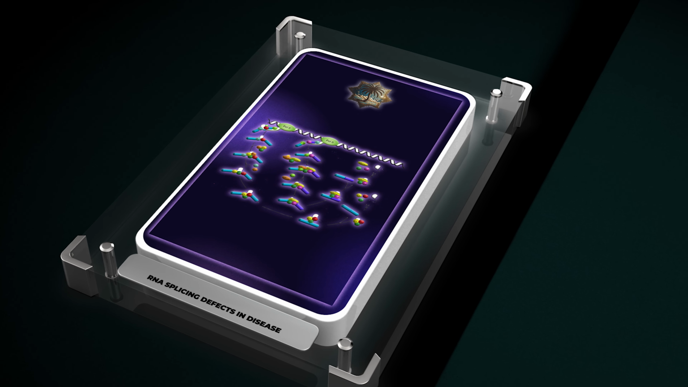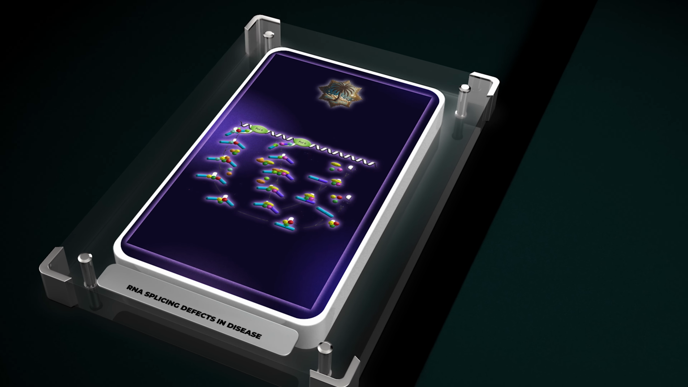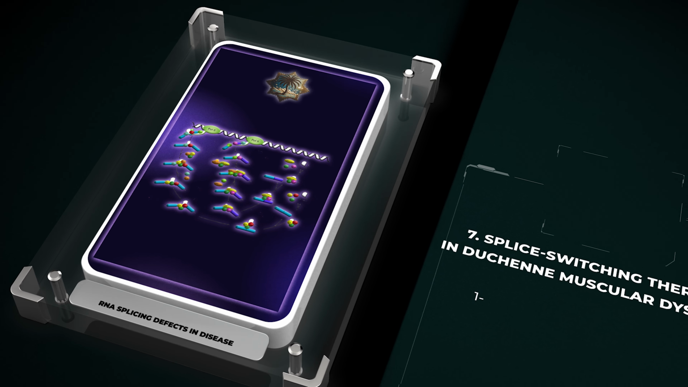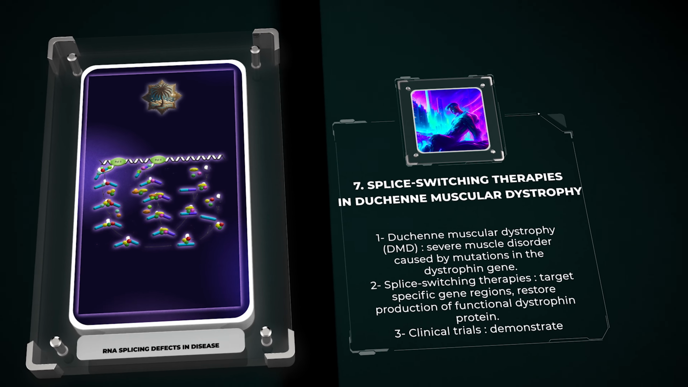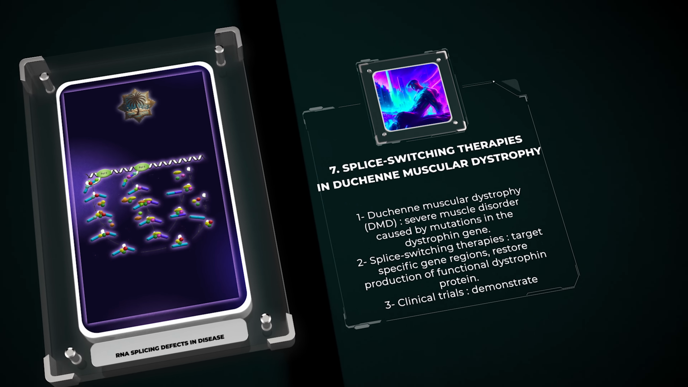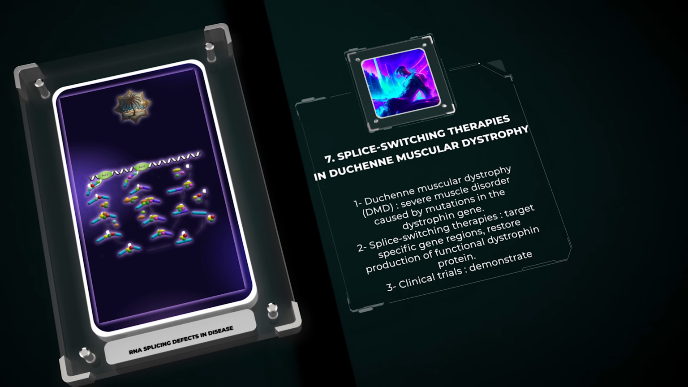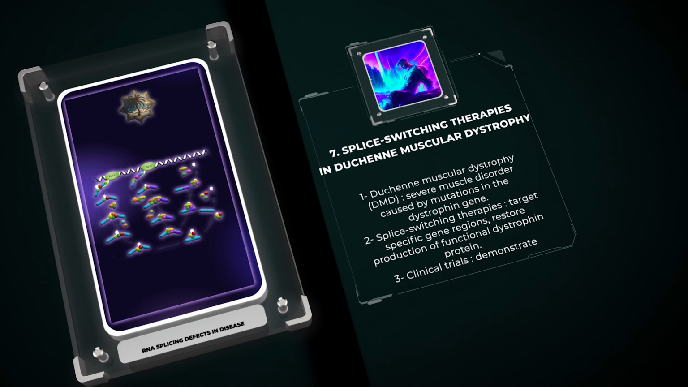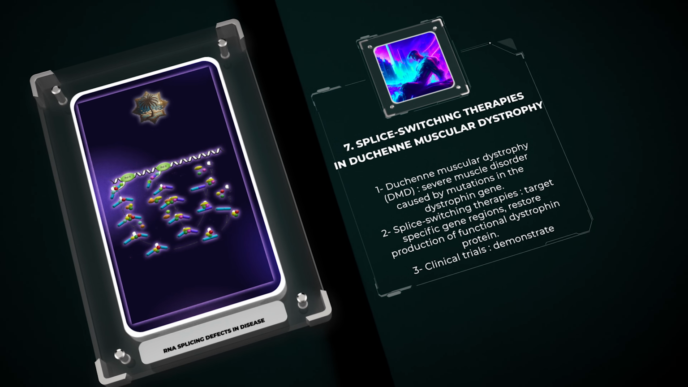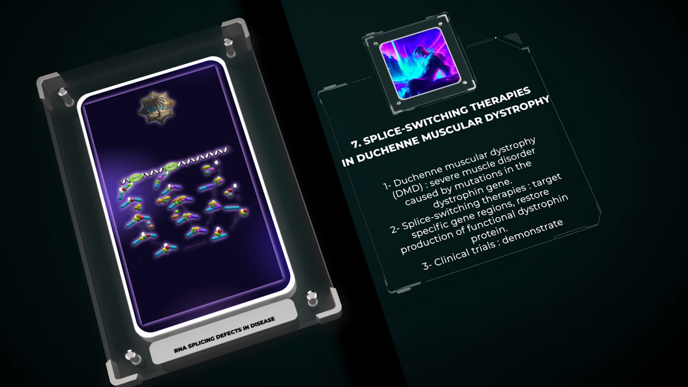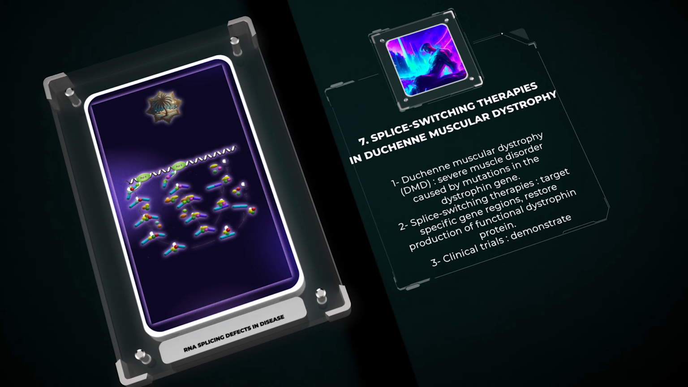Duchenne muscular dystrophy, DMD, is a severe muscle disorder caused by mutations in the dystrophin gene. Splice-switching therapies have shown promise by targeting specific gene regions to restore production of functional dystrophin protein. Clinical trials have demonstrated their potential, and the FDA has approved the first therapy for a subgroup of DMD patients. Challenges in delivery and mutation types need to be addressed for wider application.